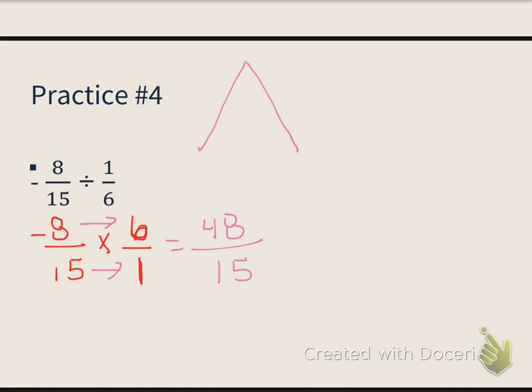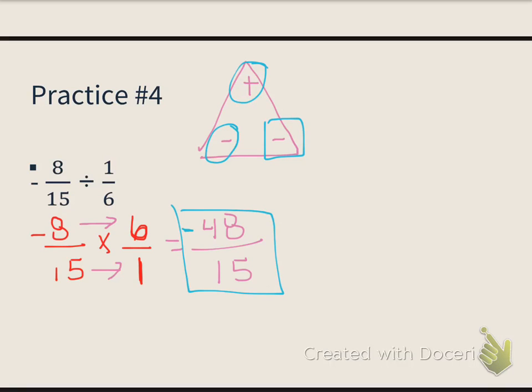So when we have our little circle, we have our positive at top, negatives at bottom. If we have a negative times a positive, it is still negative. So we have negative 48 over 15. And we're going to leave that exactly the same because our answers are in fractions. So we're going to leave our answer as a fraction. We don't have to change it to a mixed number.